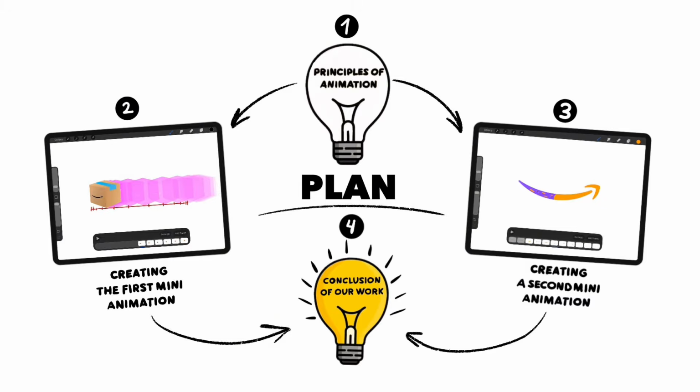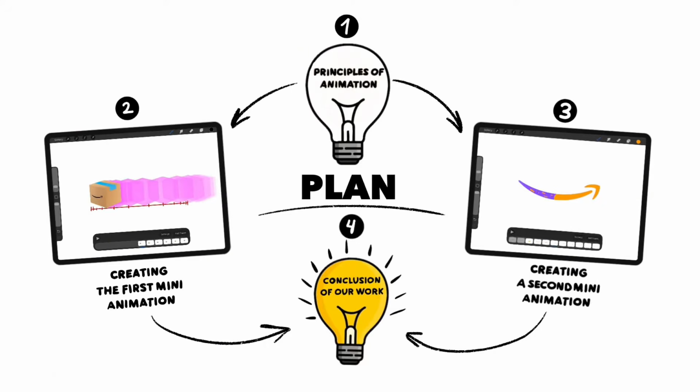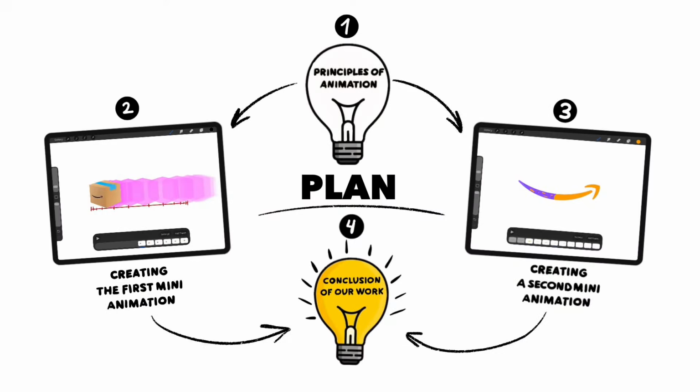The second step is creating your first small animation, where we'll learn how to move different objects. Step number 3 is creating a second small animation, where we'll learn how to animate beautiful text. And step number 4 is the conclusion, where we'll discuss all the details we've covered in this video and what lies ahead. If you're ready, let's get started with our first step.